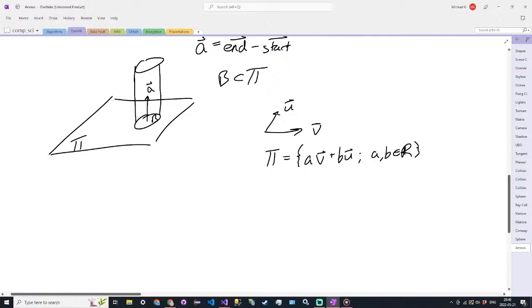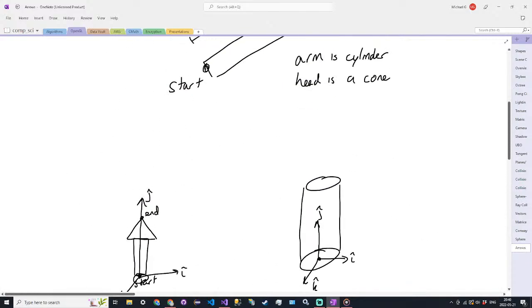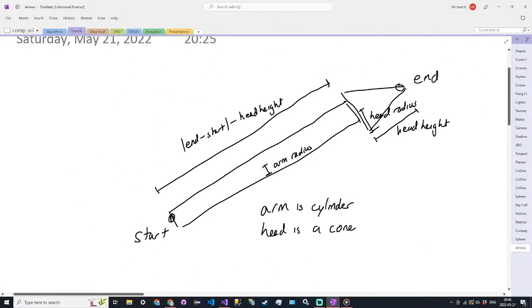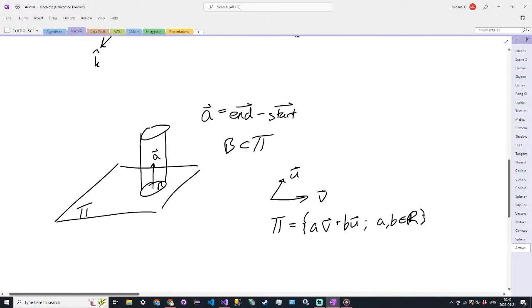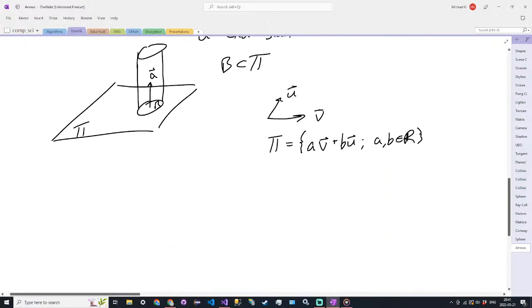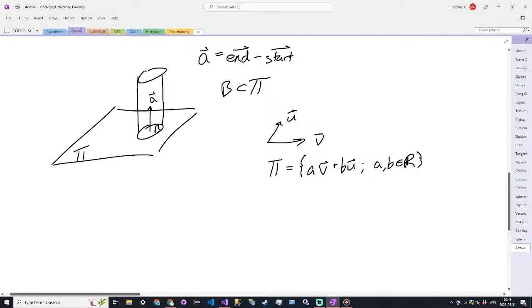So if we're able to figure out how to rotate this whole plane, we can rotate the base. And that will give us the new points that we need to represent this arrow here. So we're essentially trying to take the plane pi and rotate it so that it contains the base of the new arrow. But the thing is, how do we define that?